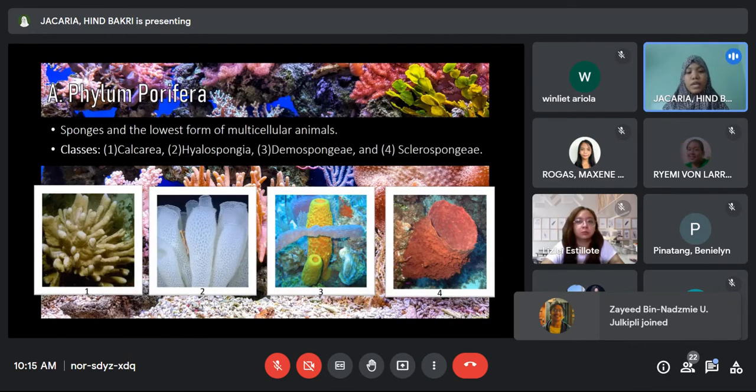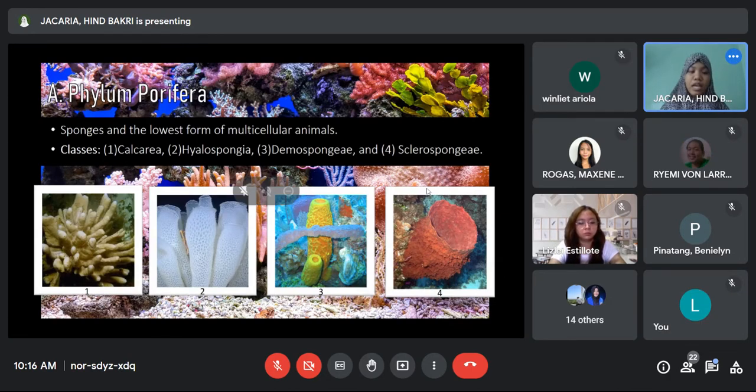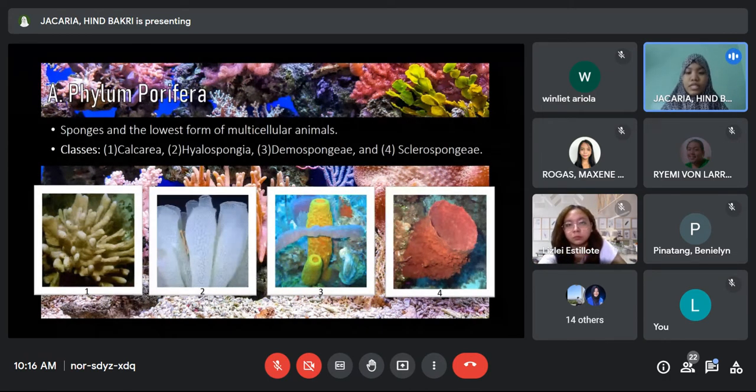It is the lowest form because they don't have organs, they don't have digestive tracts, and they don't have well-defined tissues unlike other animals. They have spicules or sponging fibers or both, and they have pores which are organized into canal systems. There is one for the entrance of water for their food intake, and one for the exit of waste products from their body.